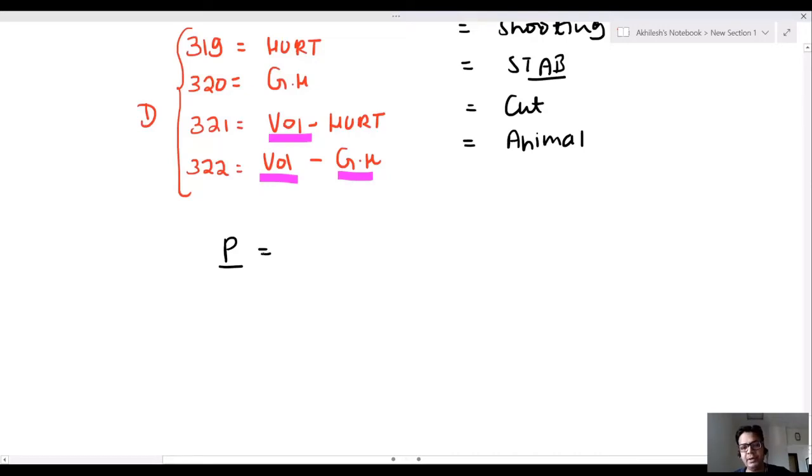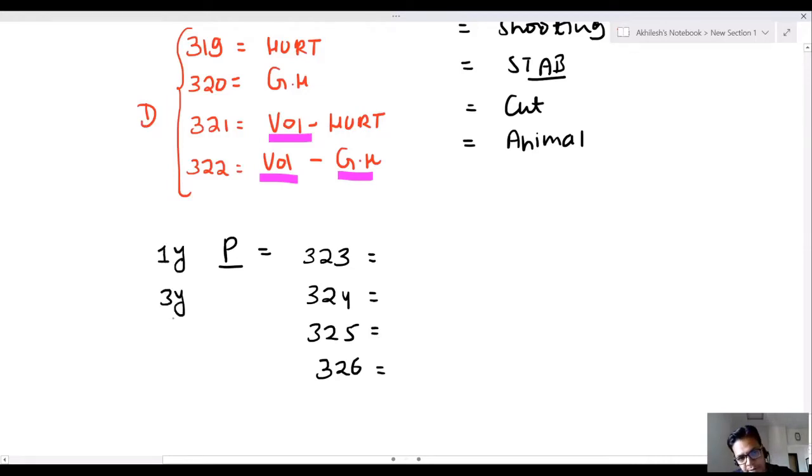See, punishment: 323, 324 IPC, 325, 326 IPC. These all are punishments. Here, punishment is up to 1 year, 3 years, 7 years, 10 years.